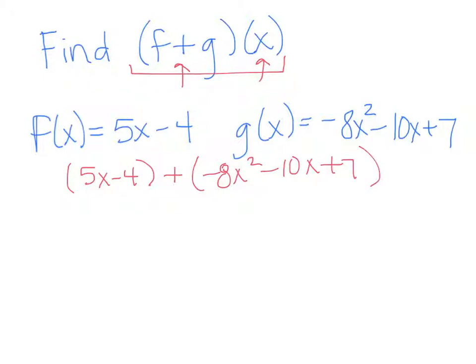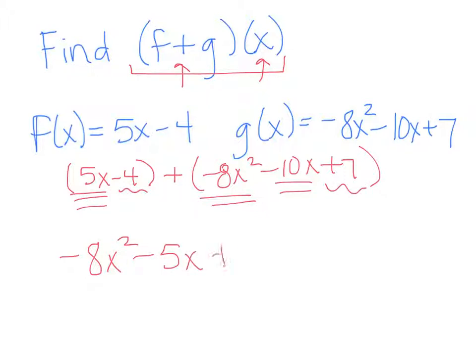And remember, when we add polynomials, we just put like terms together and we go in descending order. So the x squared comes first. He has nobody to go with, so he comes down by himself. And then we put our x's together, that's a negative 5x, and then we put our numbers together, which is a positive 3, and that would be your answer right there.